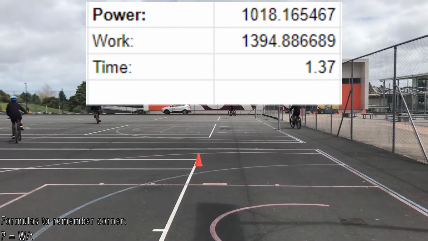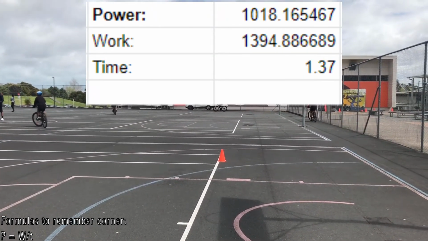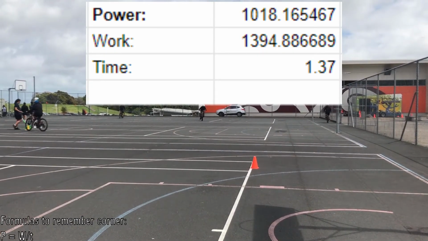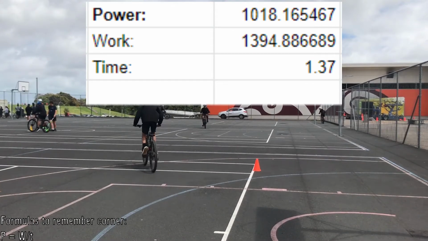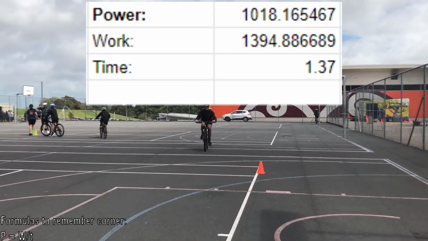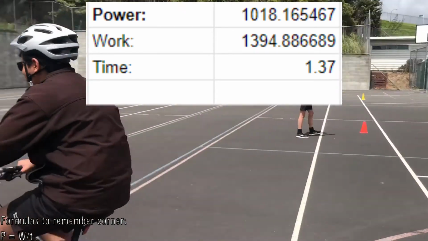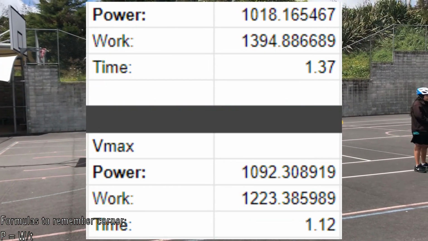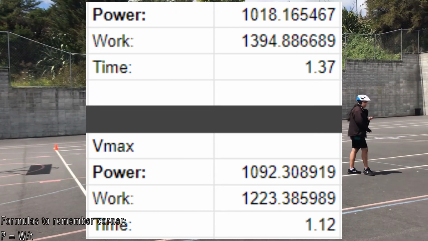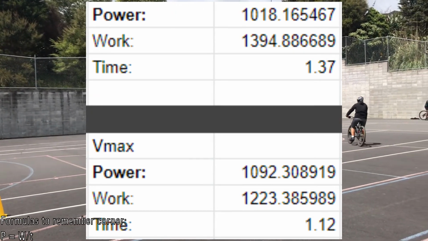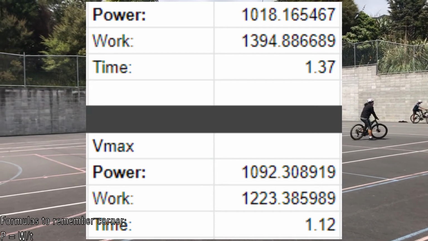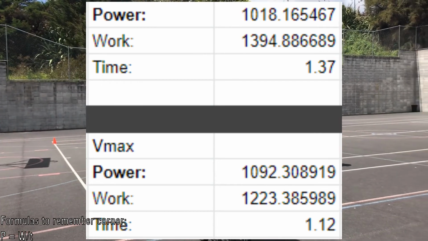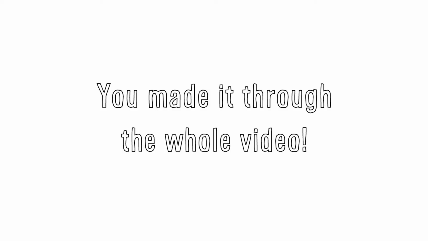In Jason's case, he had a work value of 1,394 joules and a time of 1.37 seconds. His power equaled 1,018 joules. In Ivan's case, he had a work value of 1,223 and a time of 1.112 seconds. This gave him a power of 1,092 joules.